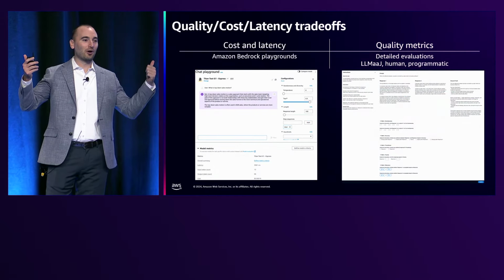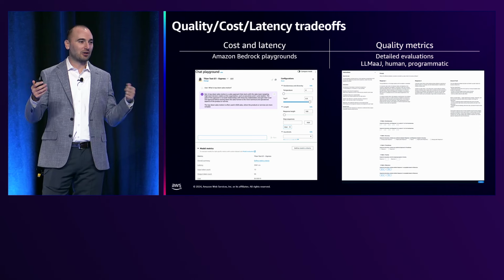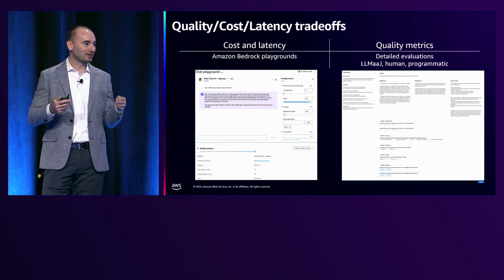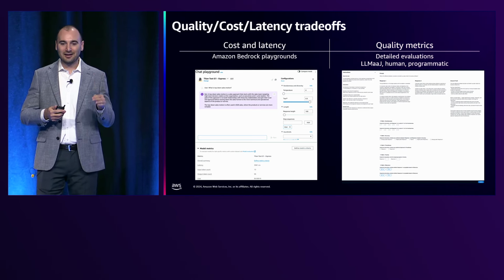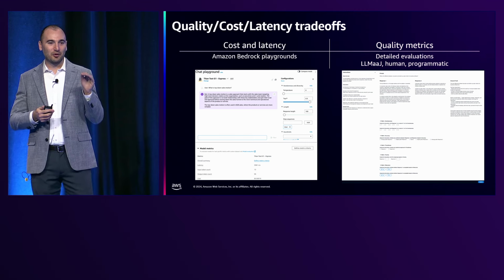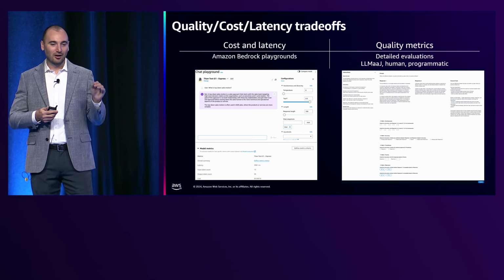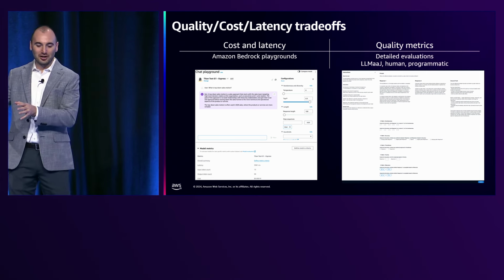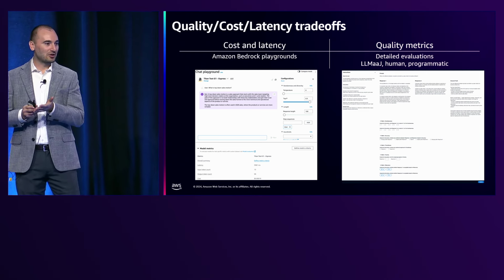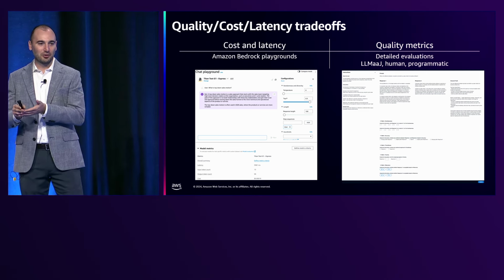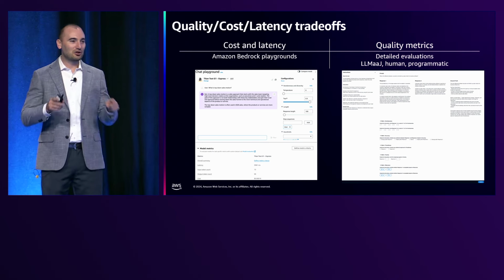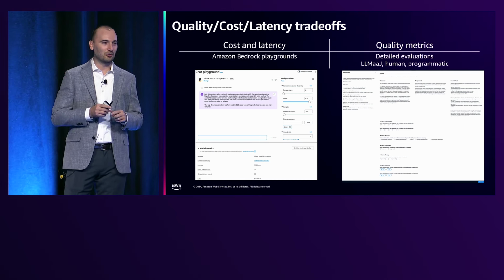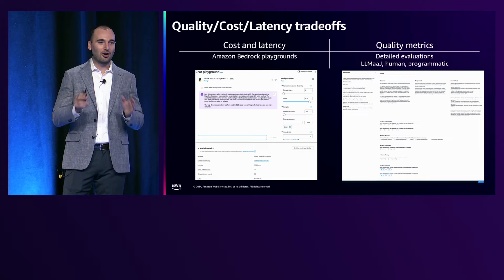Zooming back out even more, we talked about that trade-off between quality, cost, and latency. You can get cost and latency estimations from the Bedrock Playground, already available. Just go to the console, you can log in. Then you get your quality metrics from things like LLM as a judge, from human evaluation, from these programmatic evaluation tools. And there you can do that full assessment, that full triangle with quality, cost, and latency, all here on Amazon Bedrock.